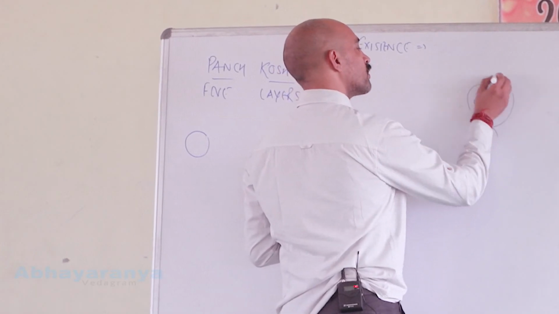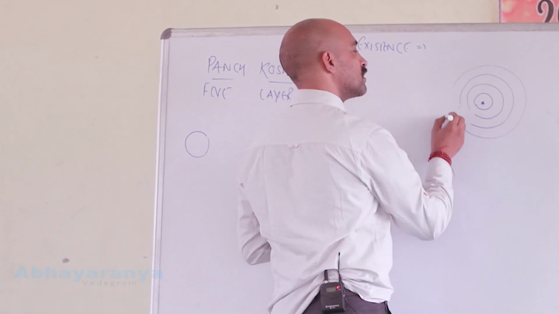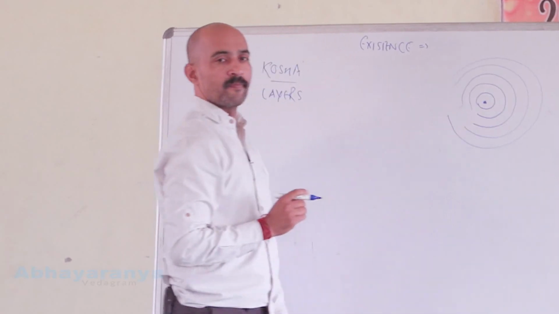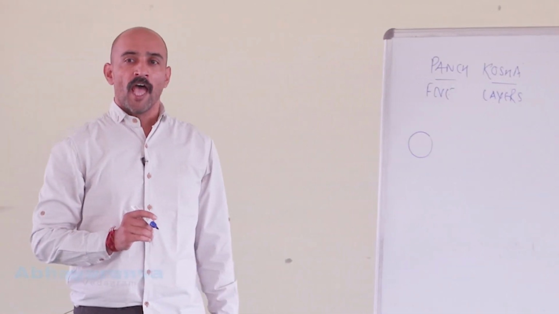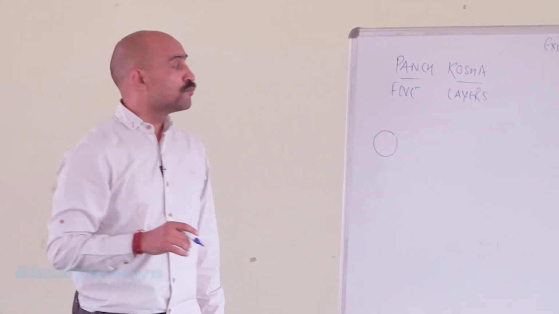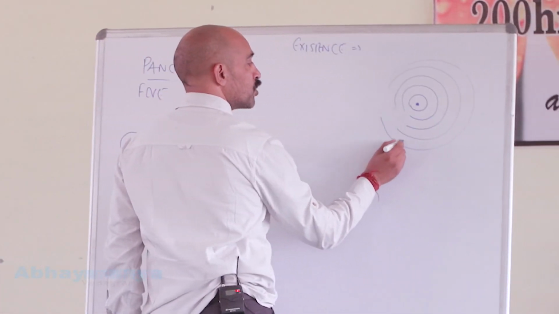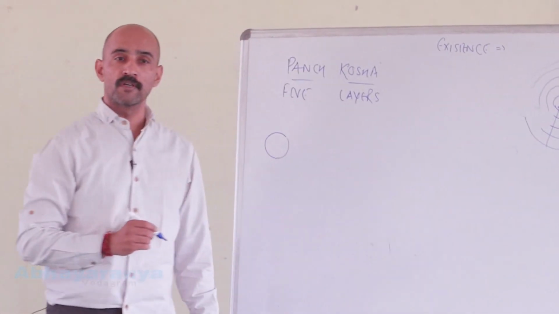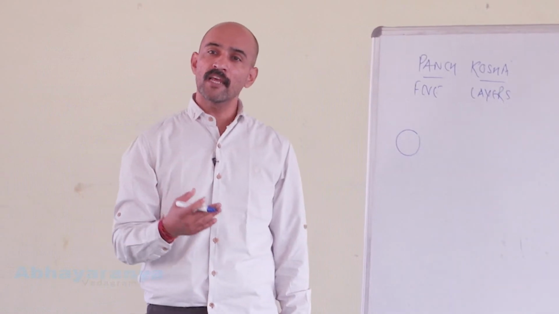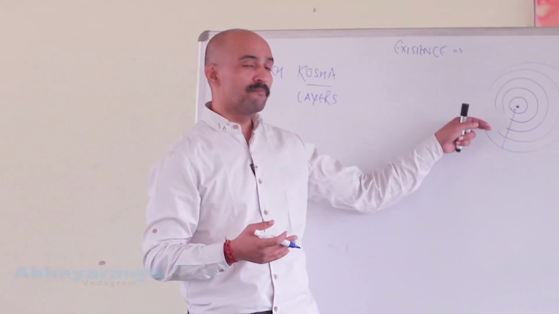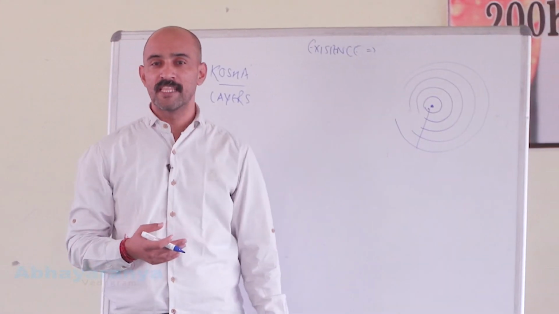Second, third, fourth, and fifth. And now with yoga practices, the idea is to move from this 5th layer towards this core. As we refine our observational skill, we're going to move step by step into these layers of existence.